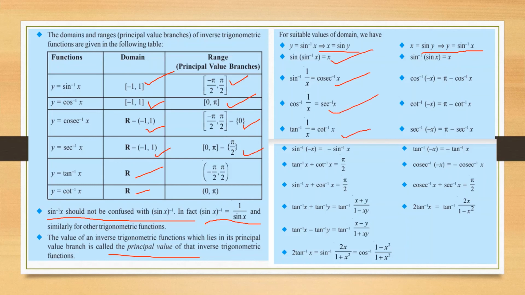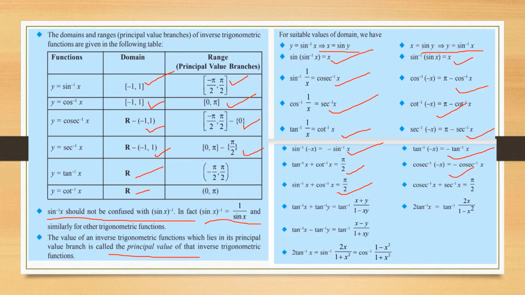Cos inverse minus x will be pi minus cos inverse x. Similarly, cot inverse minus x will be pi minus cot inverse x, and secant inverse minus x will be pi minus secant inverse x. Sine inverse minus x is minus sine inverse x. Okay, right? Tan inverse x plus cot inverse x is 90 degrees. Sine inverse x plus cos inverse x is 90, right? Tan inverse minus x is minus tan inverse x. Cosecant inverse minus x is minus cosecant inverse x. Cosecant inverse x plus secant inverse x is 90.